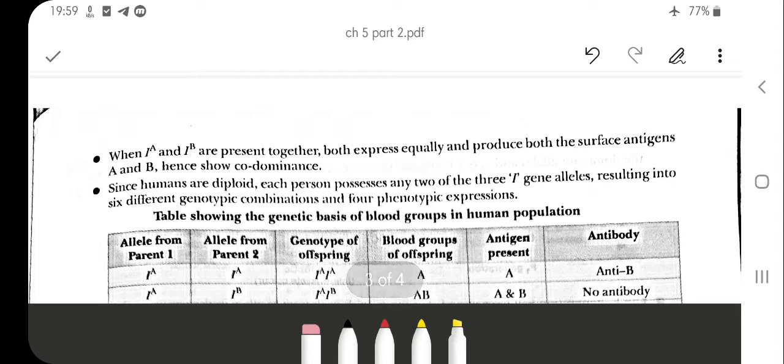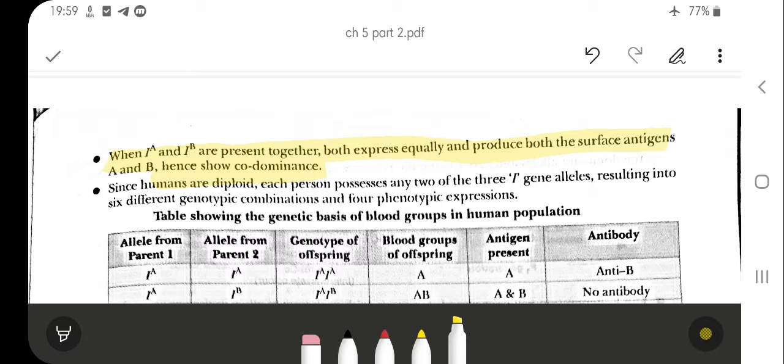So when IA and IB are present together, then both are expressed equally, and the name is AB blood group, and hence this shows codominance. So if A and B are present together and both are expressing themselves completely, then this is known as the phenomenon of codominance.